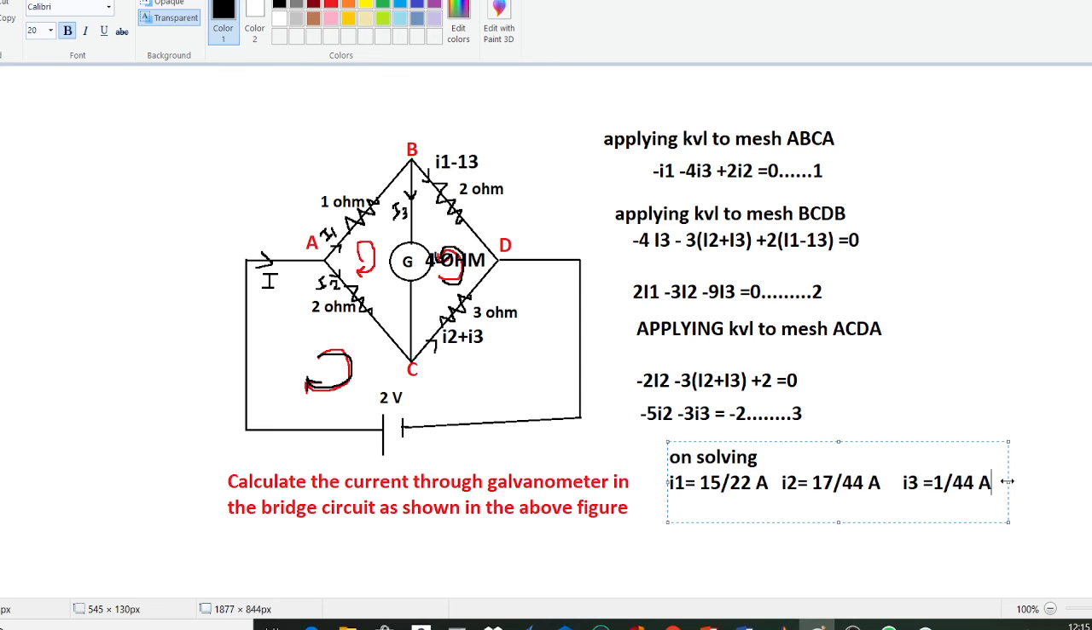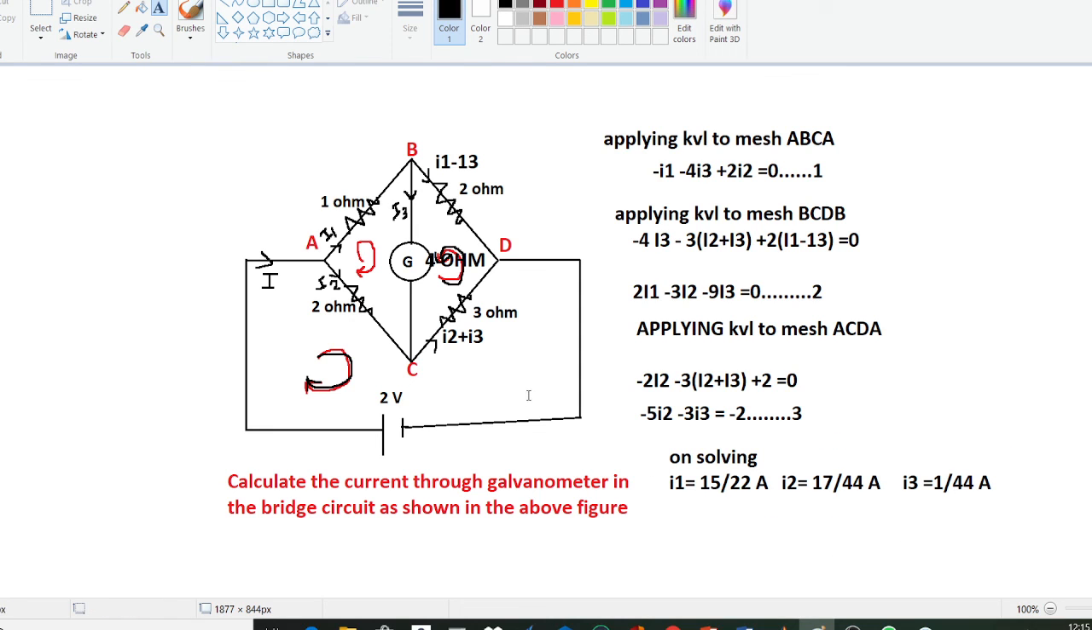So finally we have obtained the values of I1, I2 and I3, and we have to determine the current through this galvanometer. This I3 current is flowing through the galvanometer, so the current through the galvanometer is I3, equal to 1 upon 44 amperes, which is our required answer. In this way you can calculate such types of numerical problems.